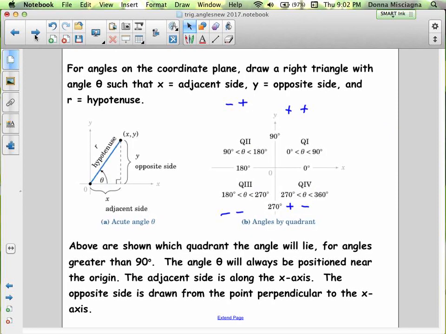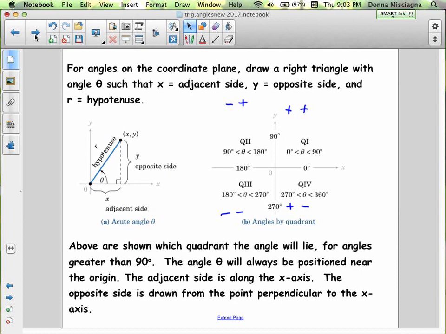All right, so for angles in the coordinate plane, we're going to draw a right triangle with angle theta such that x is the adjacent side, y is the opposite side, and r is the hypotenuse. All right, so here above is shown which quadrant the angle will lie in for angles greater than 90 degrees. The angle theta will always be positioned near the origin. And the adjacent side is always along the x-axis.